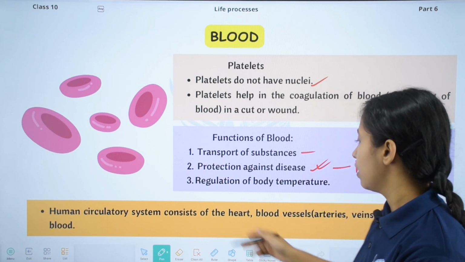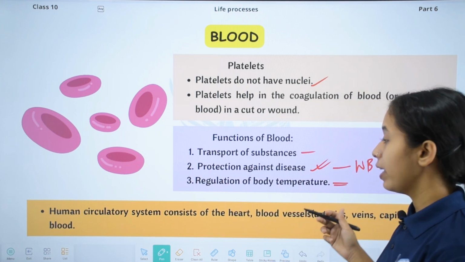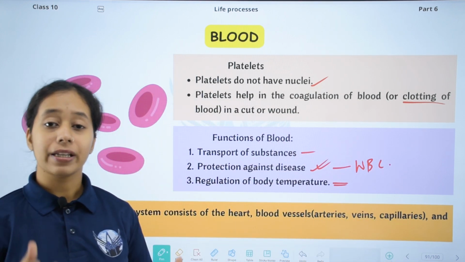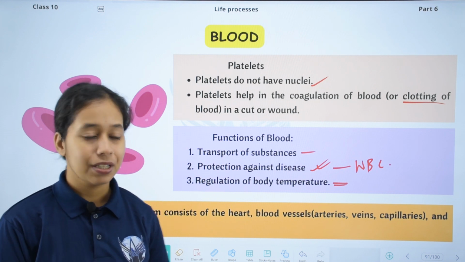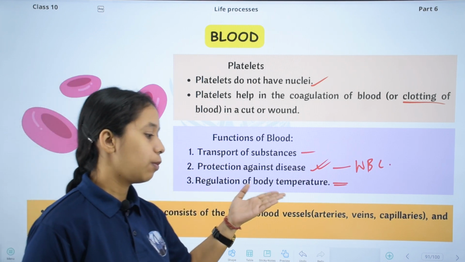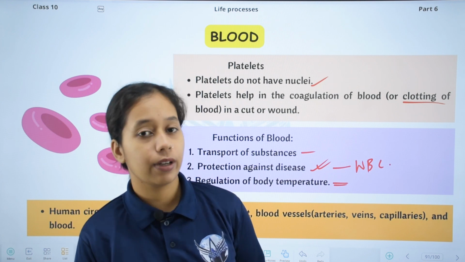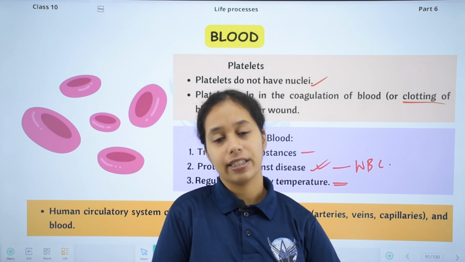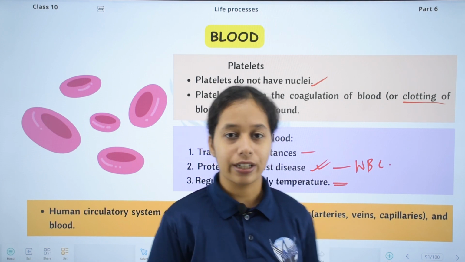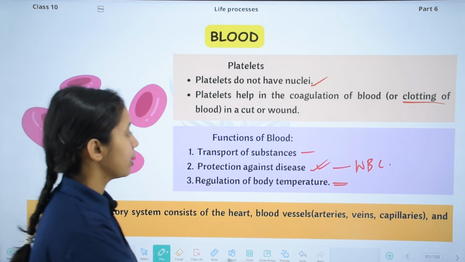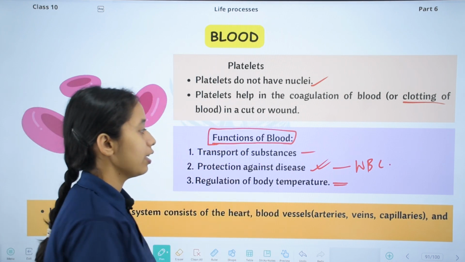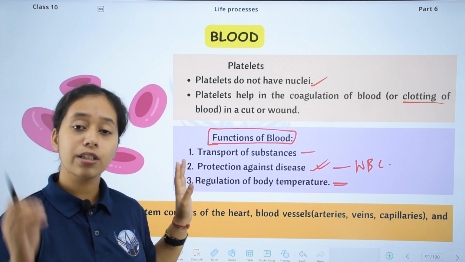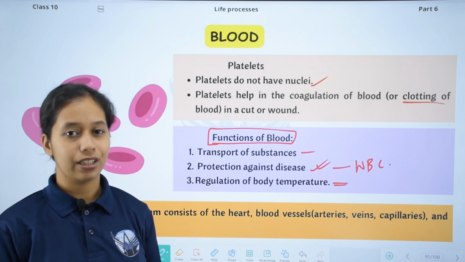Regulation of body temperature. A well circulated body, when blood flows, means a well regulated temperature. So blood helps us in regulating our body temperature. Whatever the external factors, whether it is cold or hot outside, the human body has a constant temperature, and blood maintains that constant temperature. So these are the functions of blood in short. If you need more detail I am happy to give it, but for now write down these three points as short notes.